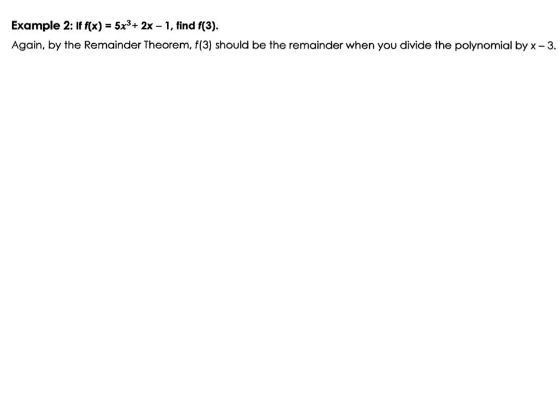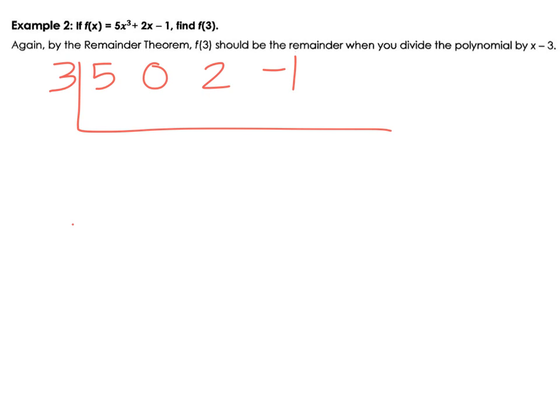All right, so here's our second example. We're given this function, and we want to find f of 3. So again, by the remainder theorem, f of 3 should be the remainder when you divide the polynomial by x minus 3, or when you do synthetic division or synthetic substitution with 3 on the outside. So set up your synthetic substitution, and let's see, all of our coefficients are going to be 5. Don't forget to put that placeholder 0 because it skips over the x squared term. 2, negative 1. All right, then we're going to bring down the 5. 3 times 5 gives us 15. 3 times 15 gives us 45.